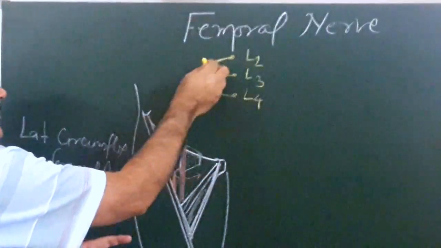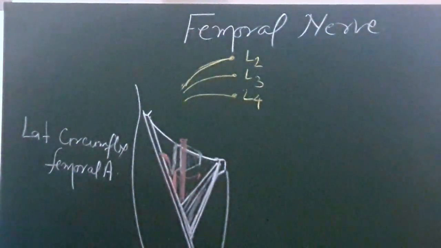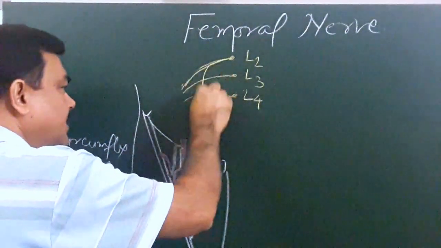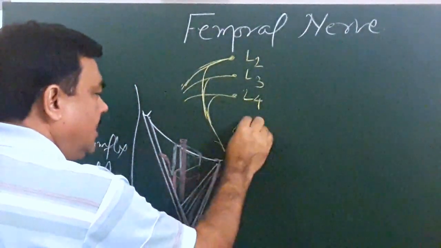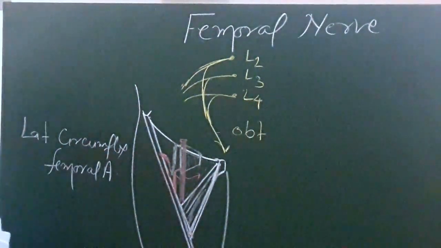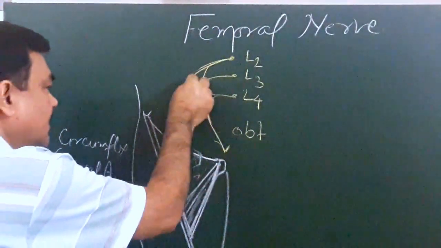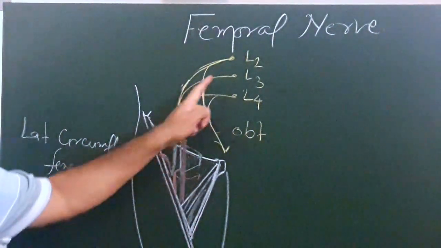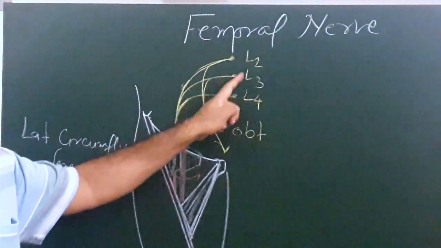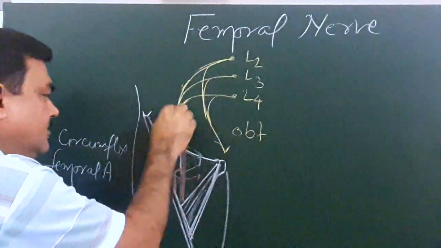These ventral rami divide into ventral division and dorsal division, or anterior division and posterior division. So this is the anterior or ventral division, which forms the obturator nerve. This is the obturator nerve, which gives supply to the medial compartment of the thigh. And the dorsal divisions of the ventral rami of L2, L3, L4 join to form the femoral nerve. So this is the femoral nerve.